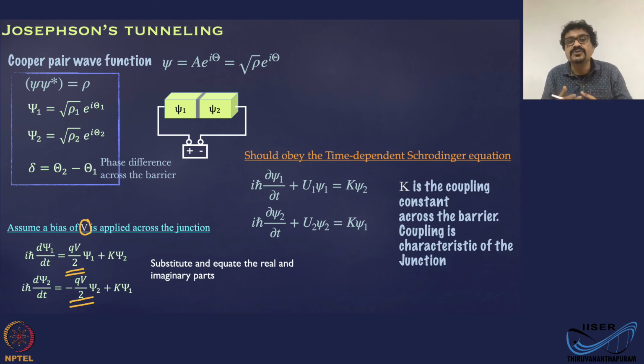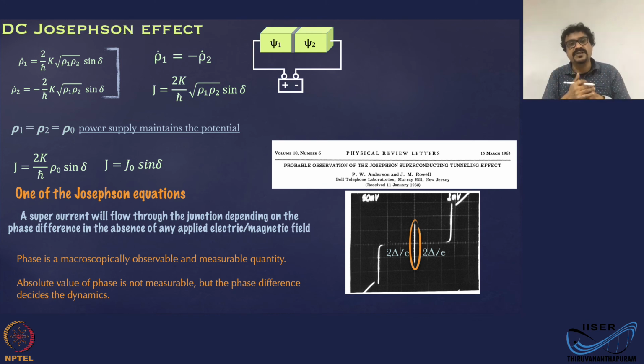Here Q should be 2e. When you eventually solve it, it will be twice the electronic charge. Now, substituting the psi1 and psi2 from here, you can equate the real and imaginary parts. So what you will get is 4 equations. Let's discuss 2 here and the next 2 in the next class. So it will be 4 equations.